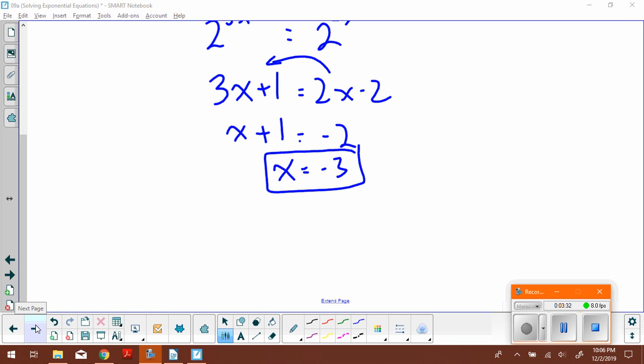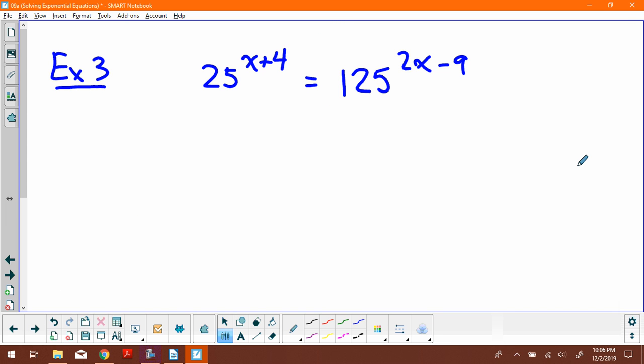Okay, on the next one, this is round 3. If I try doing 25 to the power of, well, 25 squared is already bigger than 125. So that's not going to work. That means I want to see if I can get a smaller base that will work with both of those powers. So if we try 5, 25 is 5 squared, and 125 is 5 cubed.